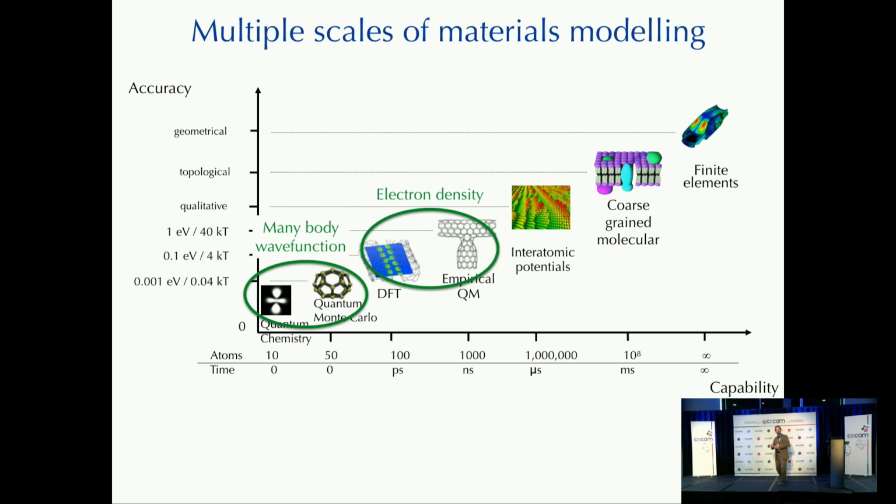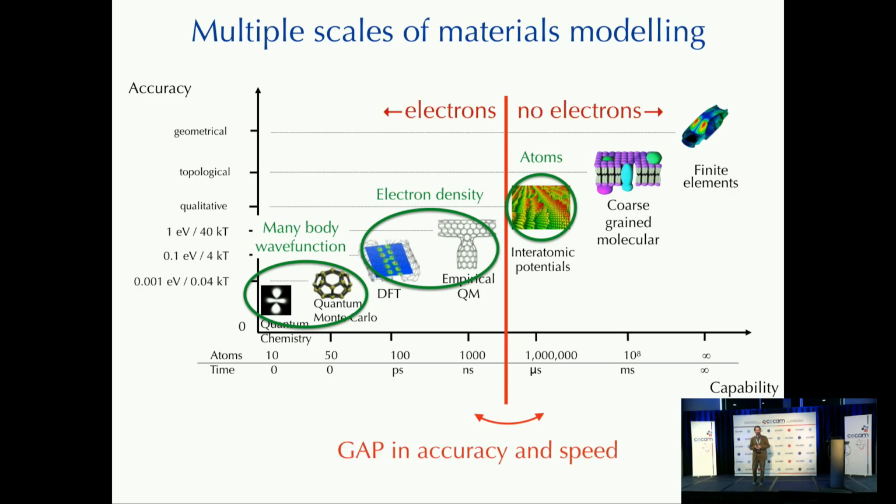You can simulate hundreds of atoms for picoseconds. And there are, of course, various simplifications of density functional theory going generally under the moniker of empirical quantum mechanics, which allowed you to extend some of those length and time scales at the expense of lowering the accuracy. And then the method that leaves electrons behind and considers only atoms, and that's what the rest of the talk is going to be about, are interatomic potentials. Okay, so there's a big gap here. The gap is also because we've left the electrons behind.